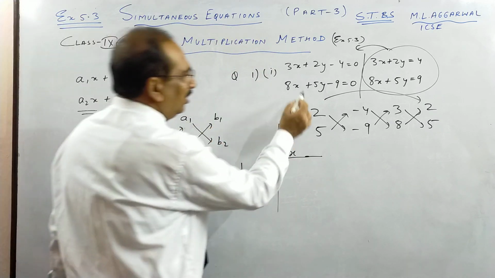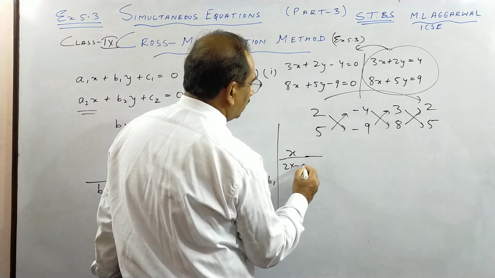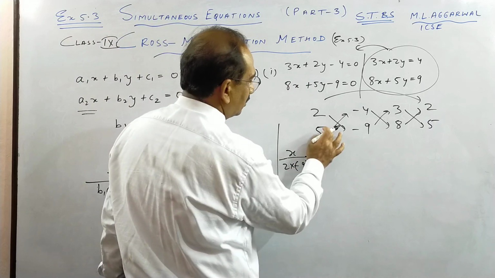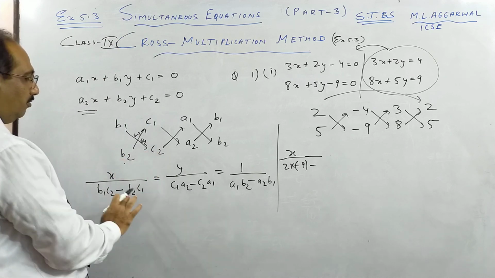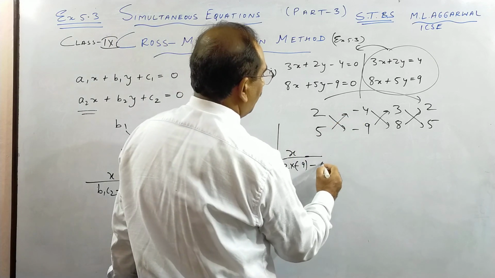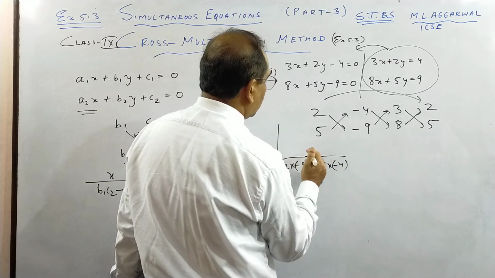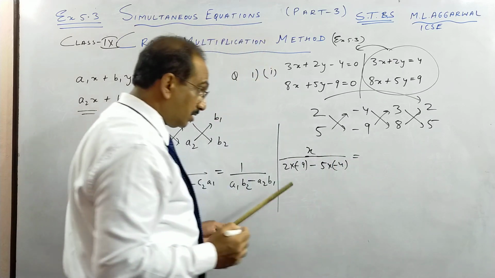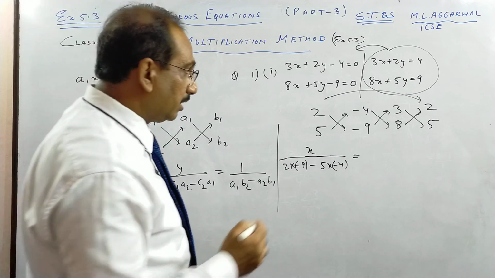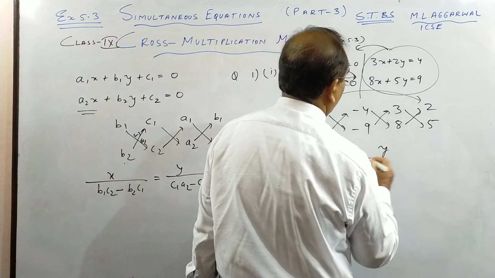Don't just remember it this way. We go 2 into -9, minus. I told you when you go up, the sign will be minus. B2 C1 means 5 into -4. Something very important, children: the minus you write in bracket, otherwise you may have a problem.